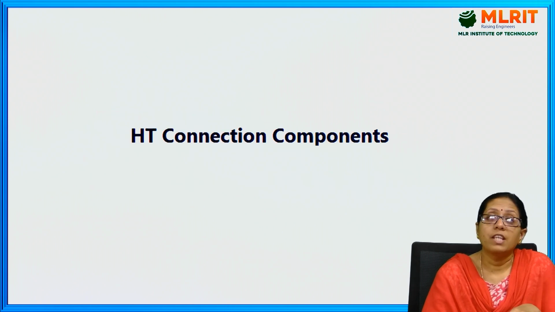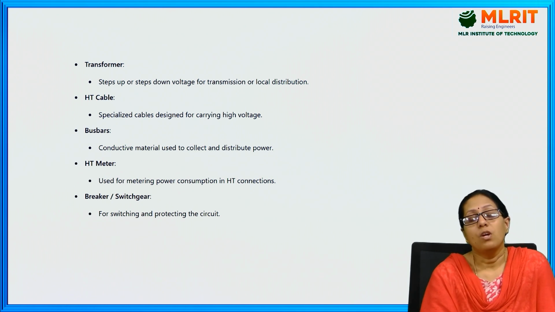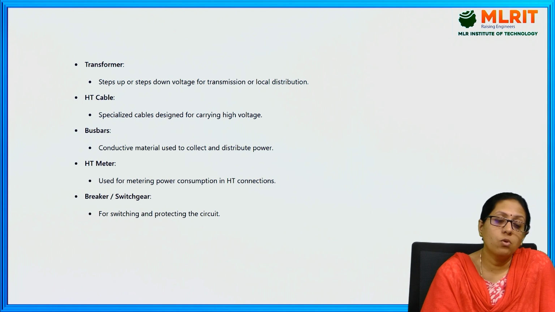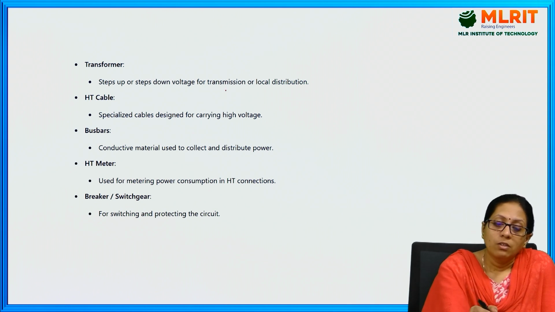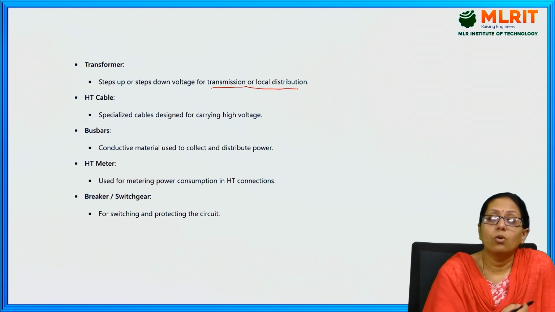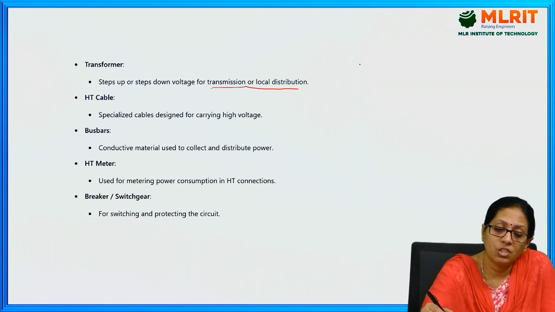Next one is HT connection components. What are the different components which are being used for HT connection? The first one we use is the transformer. Transformer is mostly used for the step down process or for the step up process for transmission or local distribution. That means in order to increase or decrease the voltage based on the consumer, we need a transformer which is being connected to the HT connection.